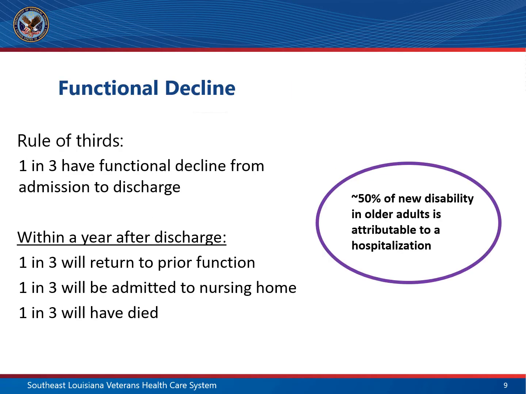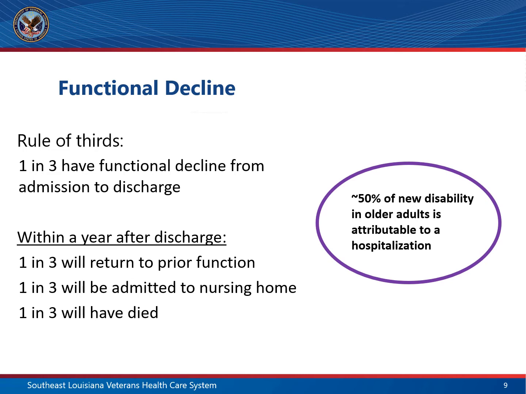Functional decline is in the same category as frailty. And this is the rule of thirds. It has to do with hospitalized elders. 1 in 3 people admitted to the hospital older than 65 will have a functional decline from admission to discharge. This means something that they didn't have when they came in, but we're discharging with. In Louisiana, we call that lagniappe, but that's not a good thing.